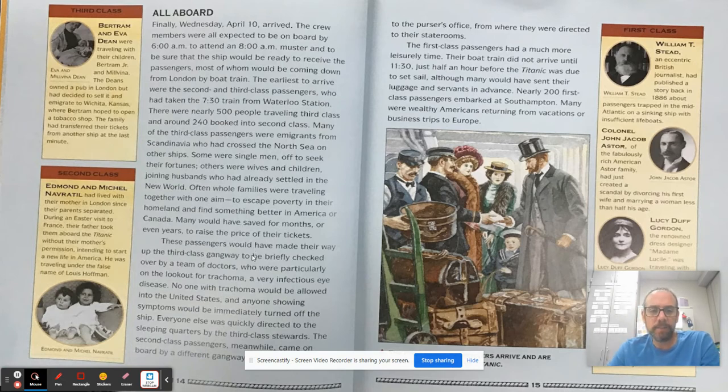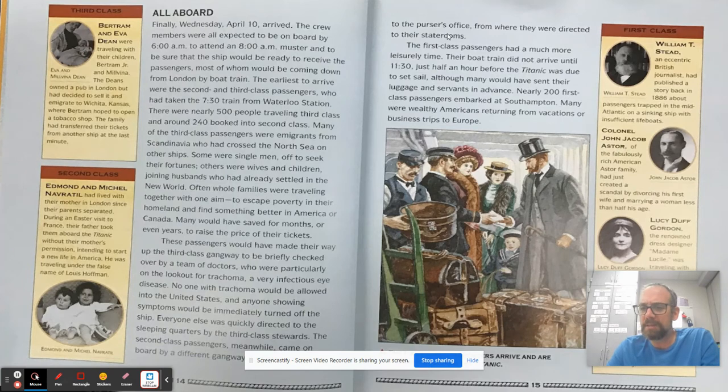And then it talks a little bit more about what the third class passengers had to do here. The third class passengers had to be inspected by a doctor to make sure they didn't have trachoma, because they wouldn't let anybody travel to America at that time who had that disease or that illness. And then it talked about second class passengers really quickly, that they just went in through a different gangway than the third class passengers. They went to the purser's office and then they were told go directly to your stateroom.